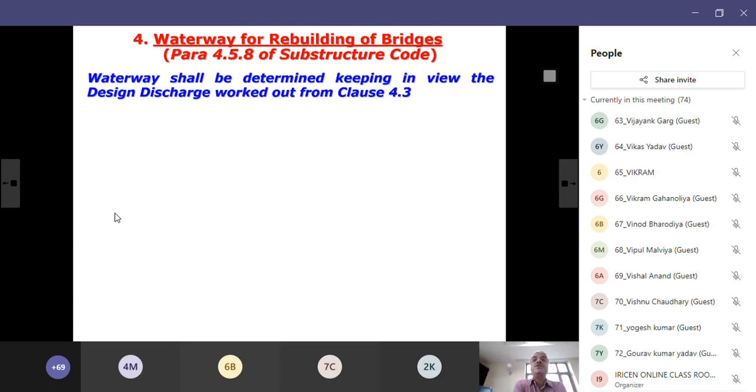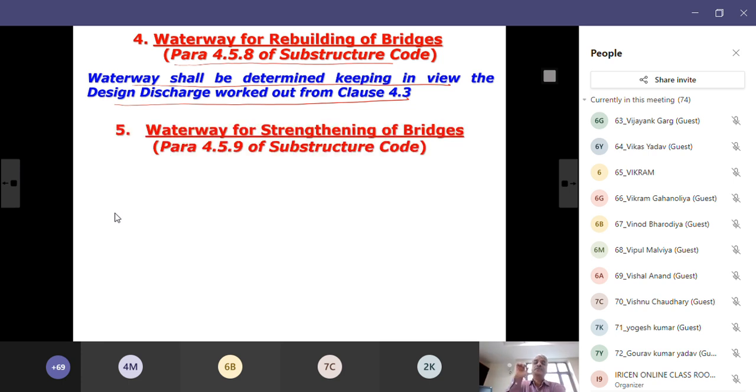That is dealt with in para 4.5.8 of the substructure code. There it says waterways shall be determined keeping in view the design discharge from clause 4.3, like a new bridge. Because you are in any case rebuilding the bridge, you can do some extra work also, same logic. So you will redesign your waterway and other clearances also. You will calculate Q50 and then calculate the waterway.